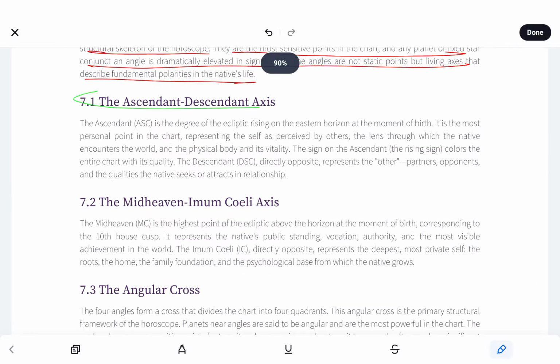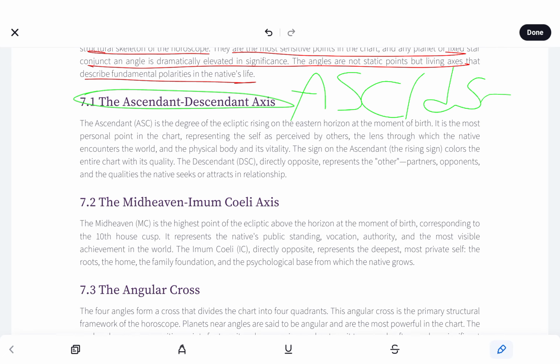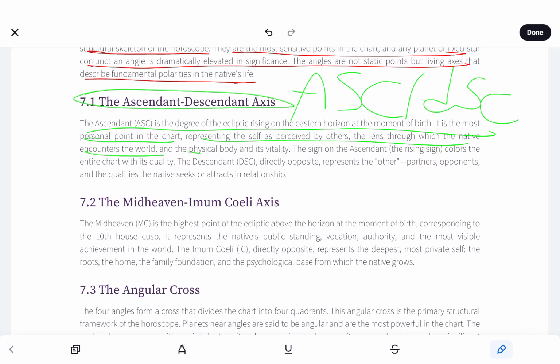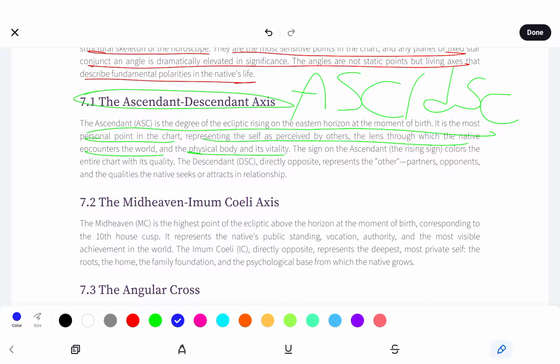So let's talk about the ascendant-descendant axis, or the ASC-DSC axis. The ascendant is the degree of the ecliptic rising on the eastern horizon at the moment of birth. It is the most personal point in the chart, representing the self as perceived by others, the lens through which the native encounters the world, and the physical body and its vitality. The sign on the ascendant, the rising sign, colors the entire chart with its quality, while the descendant, or the DSC, directly opposite, represents the so-called other: partners, opponents, and the qualities the native seeks or attracts in relationships.